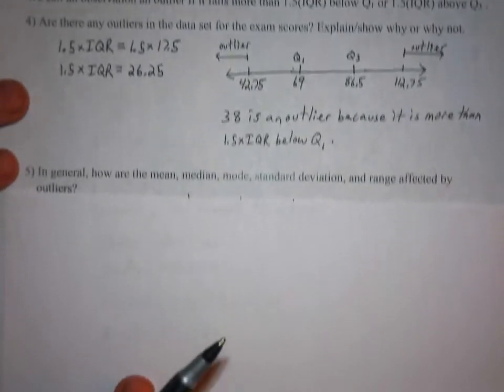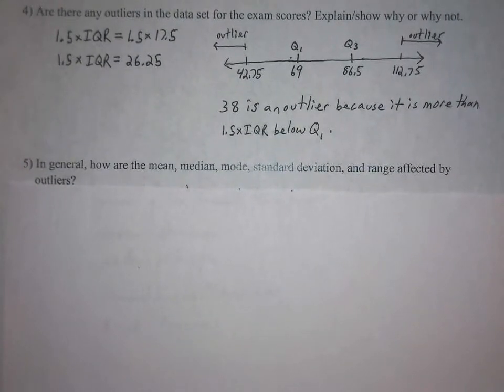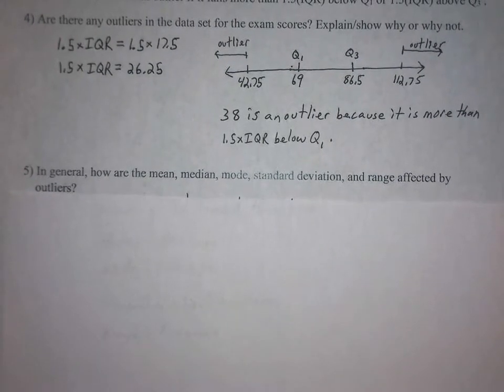Okay, the very last question here. So in general, how are the mean, median, mode, standard deviation, and range affected by outliers? Okay, so if you have one or more data values that are outliers, how does that affect all of those measures of central tendency and variation?